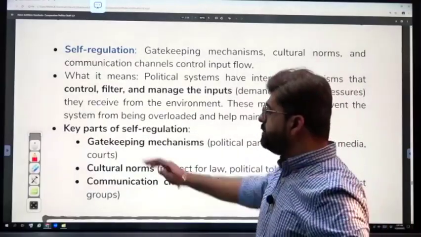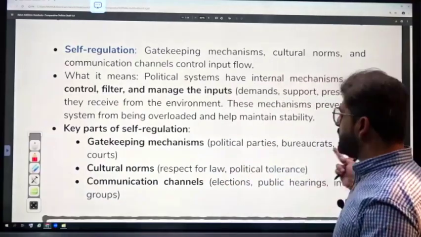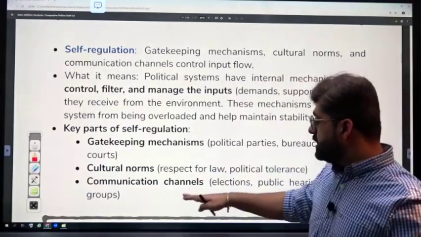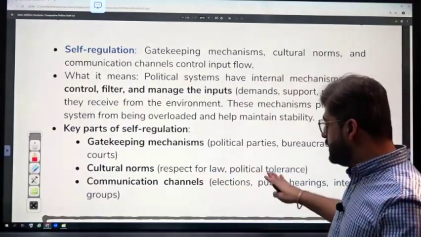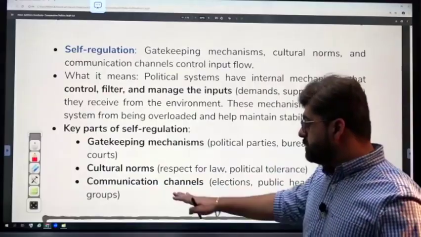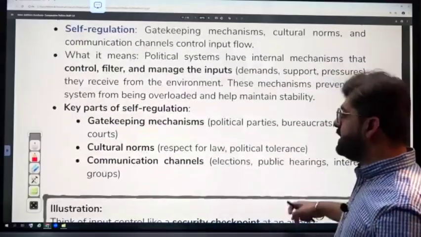जिसमें आते हैं गेट कीपिंग मैकेनिज्म्स, पॉलिटिकल पार्टीज, ब्यूरोक्रेसी, मीडिया, कोर्ट्स, कल्चरल नॉर्म्स. You have to respect the law. There has to be tolerance in the political sphere. Communication channels, elections, public hearings, interest groups.